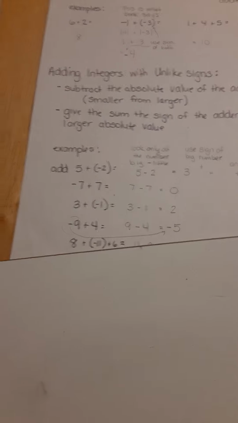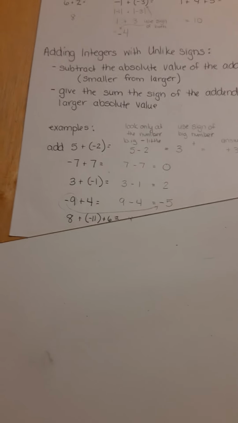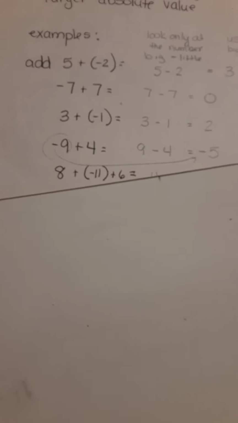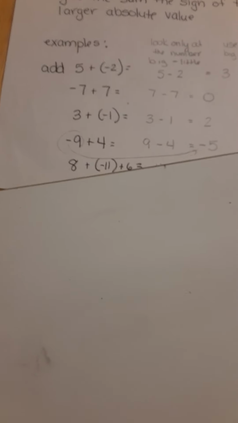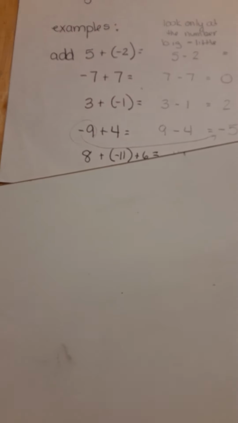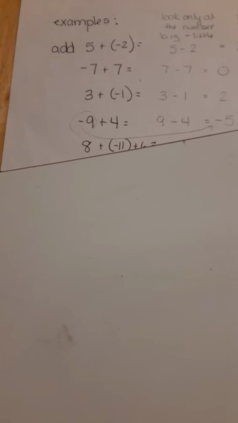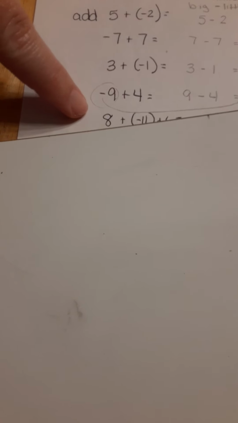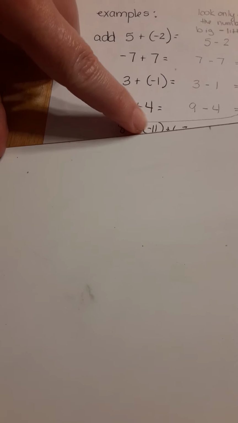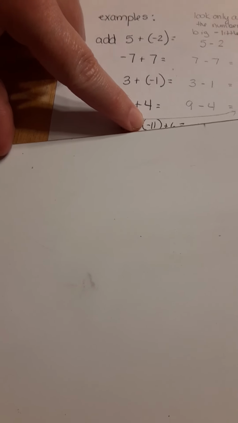Okay, here we have 3 numbers. Don't let that confuse you. I've got 8 plus a negative 11 plus 6. Remember, order of operations says addition and subtraction are all the same power, so I go left to right. So we're going to treat these numbers step by step. Here I've got 8 and 11. Well, 11 is bigger than the 8, so I'm going to go 11 minus 8, which is 3. The sign of my bigger number is negative, so I know my answer is negative 3.